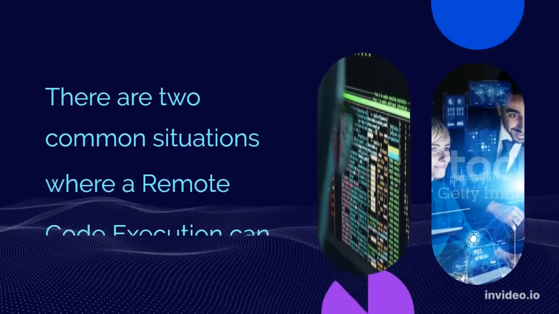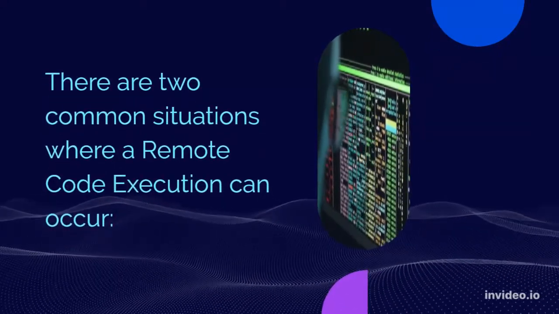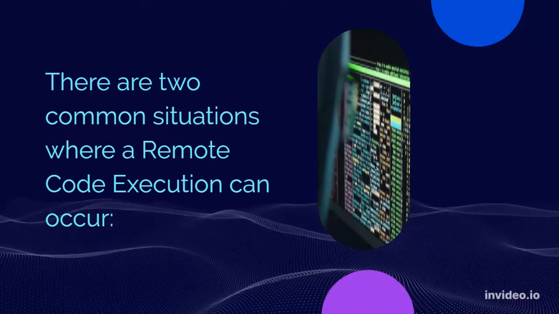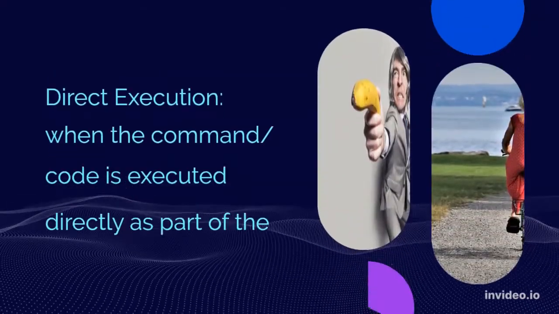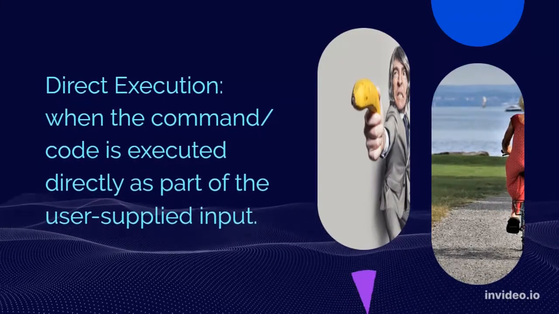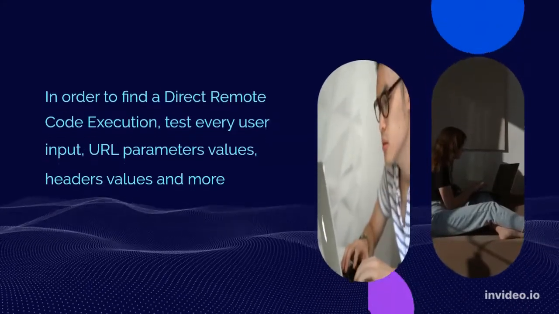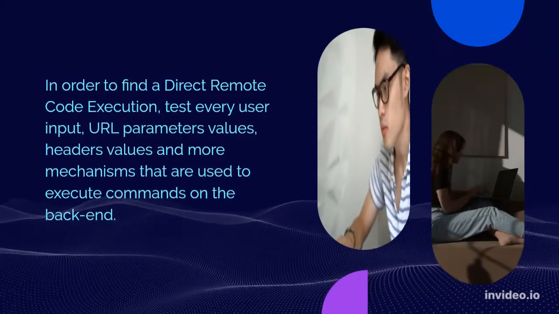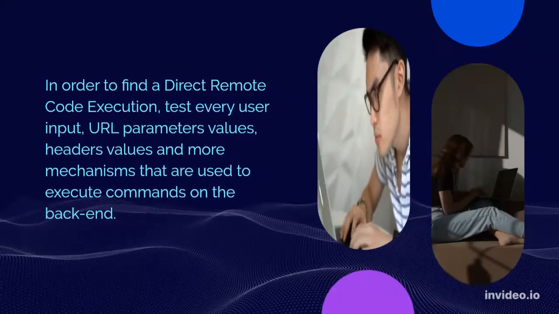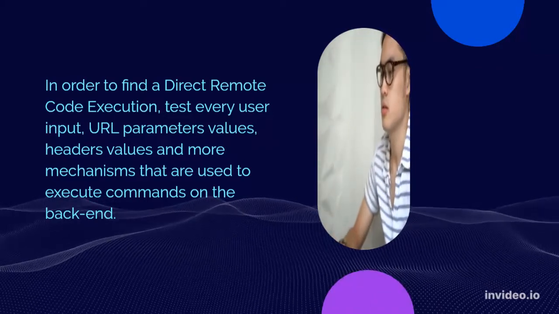There are two common situations where a remote code execution can occur. Direct execution, when the command/code is executed directly as part of the user-supplied input. In order to find a direct remote code execution, test every user input, URL parameter values, header values and more mechanisms that are used to execute commands on the backend.